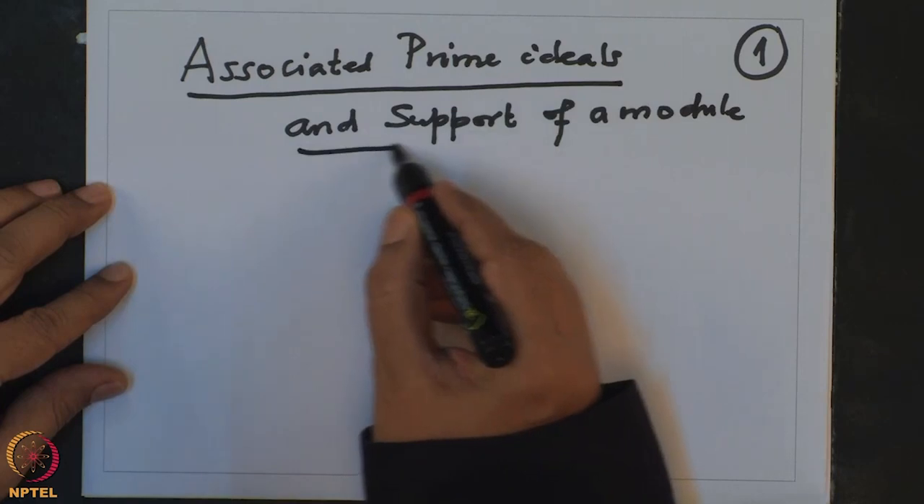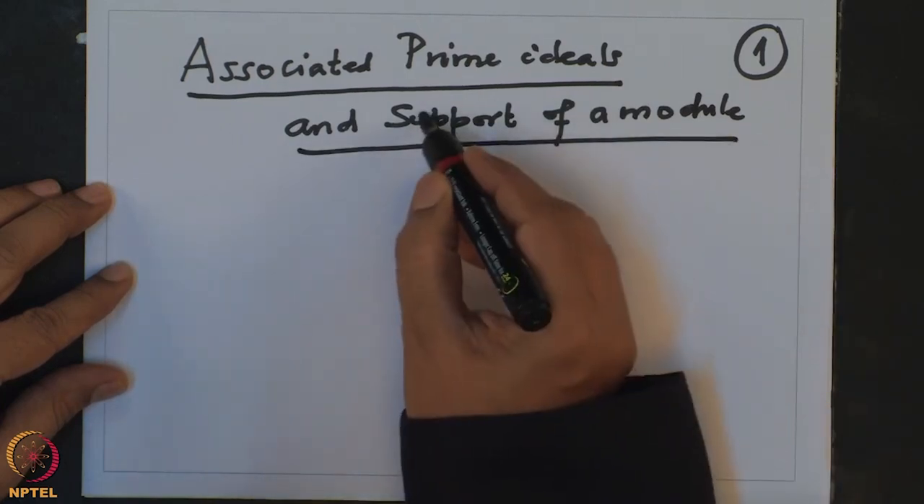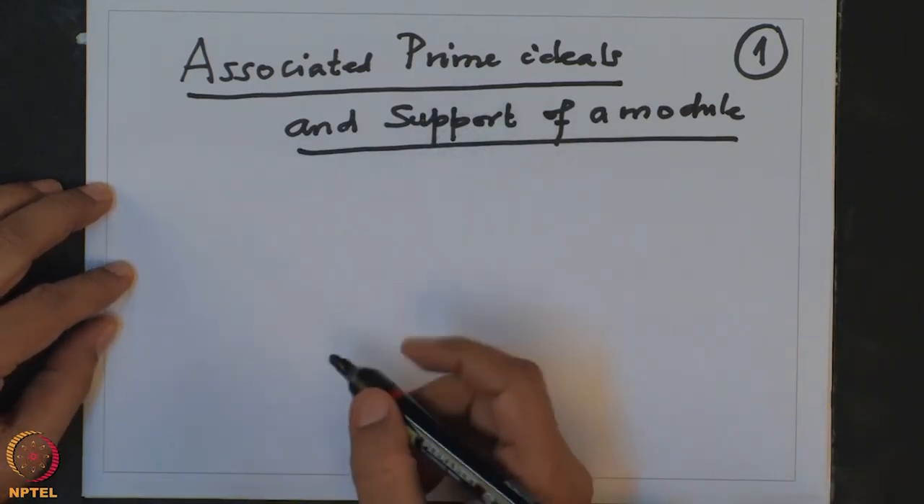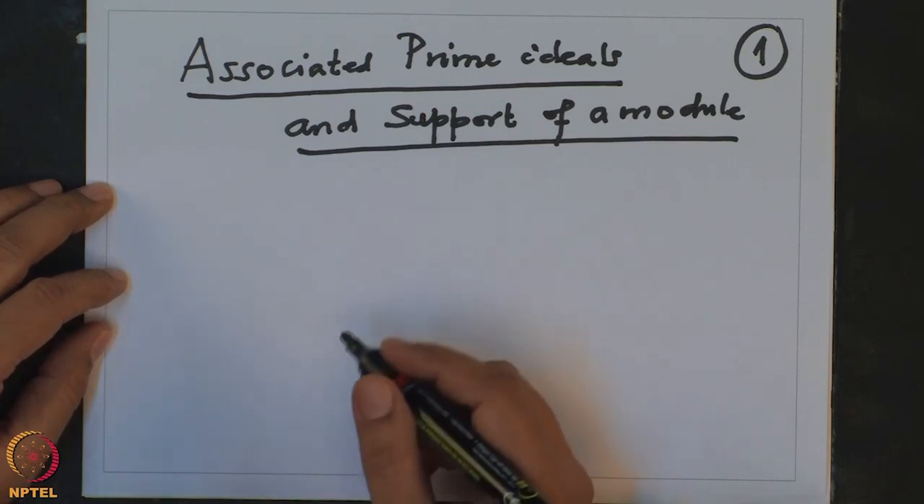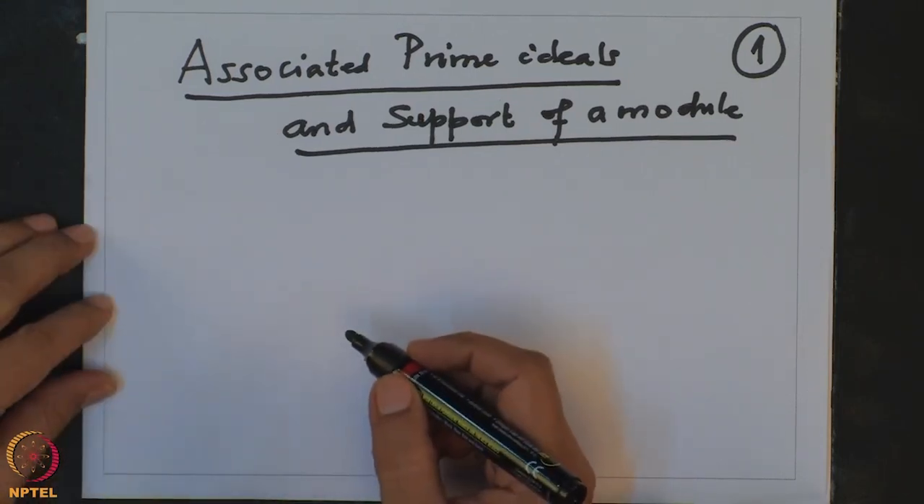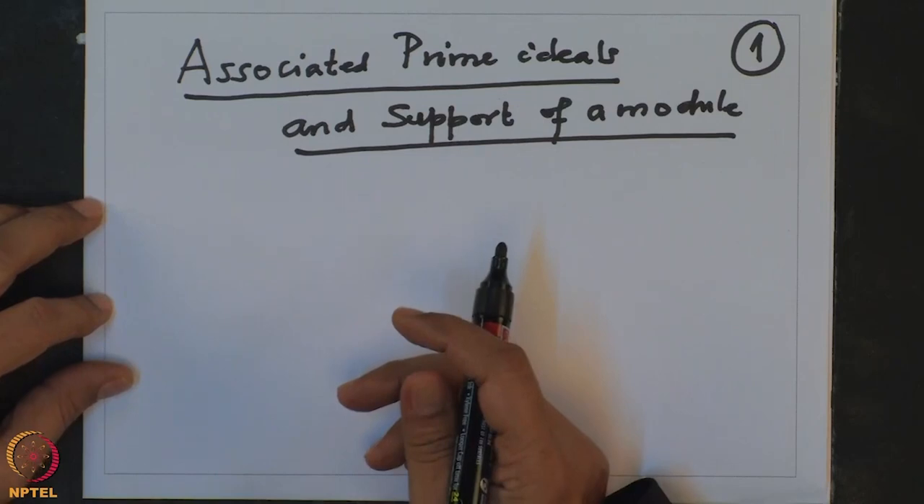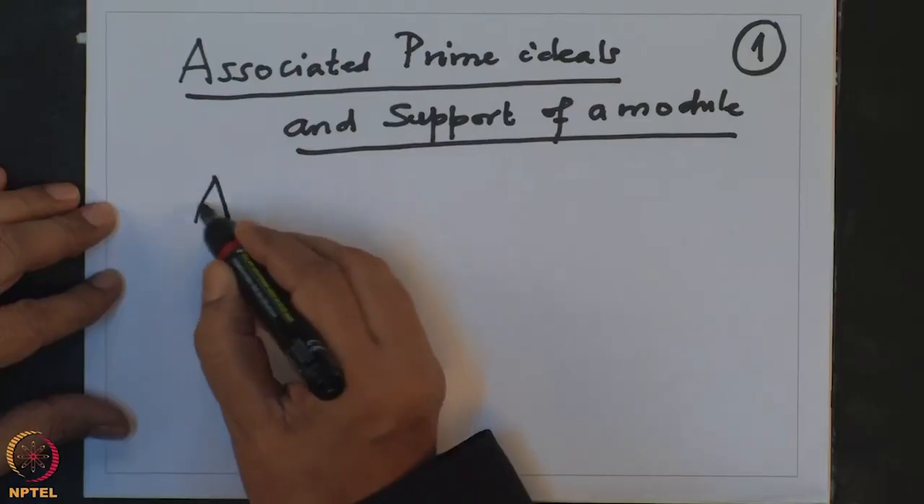These results are basic, and most of the time I will not give complete details. However, I will give enough hints and enough details so that one can fill up the remaining details. All right. So first of all, our base ring is a commutative ring A.